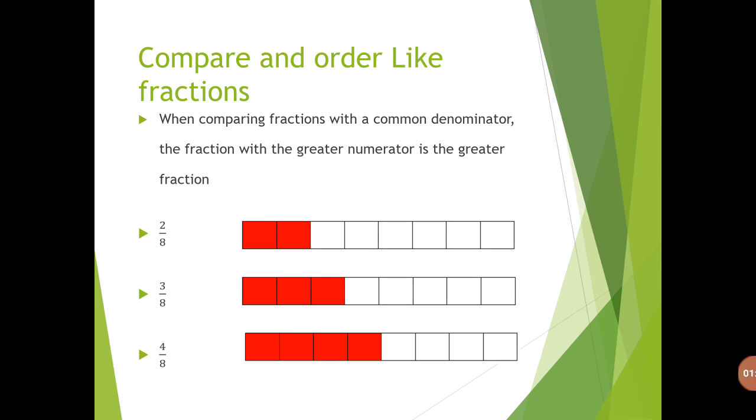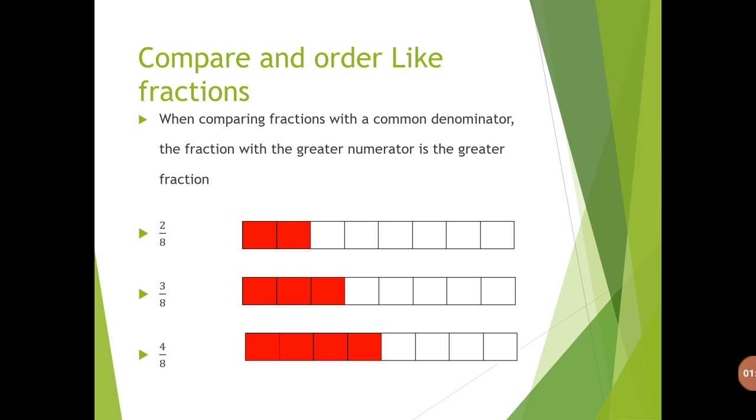Compare and order like fractions. When comparing fractions with a common denominator, the fraction with the greater numerator is the greater fraction. Let's consider 2 upon 8. The first figure has 8 parts and 2 parts are colored. The second picture has 8 parts. Total number of parts is 8 and 3 parts are red. And the fourth picture is also divided into 8 parts, in which 4 parts are colored.